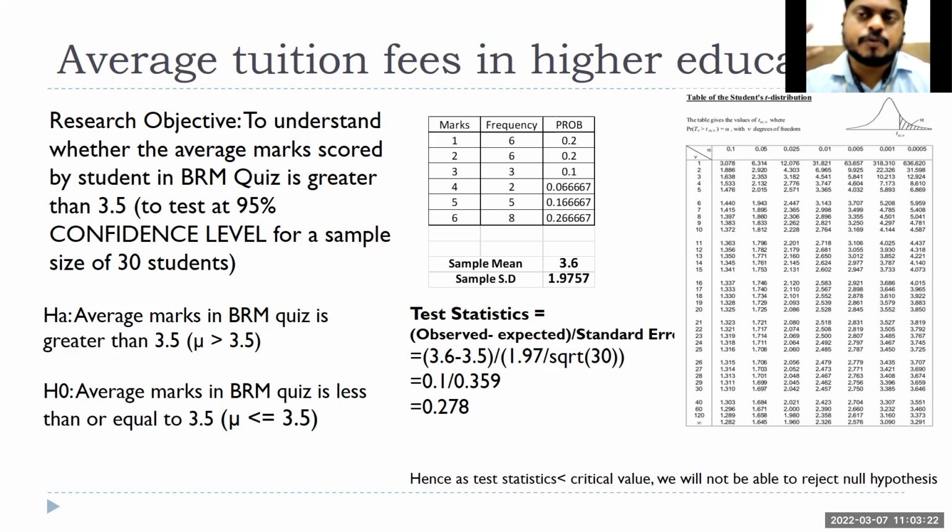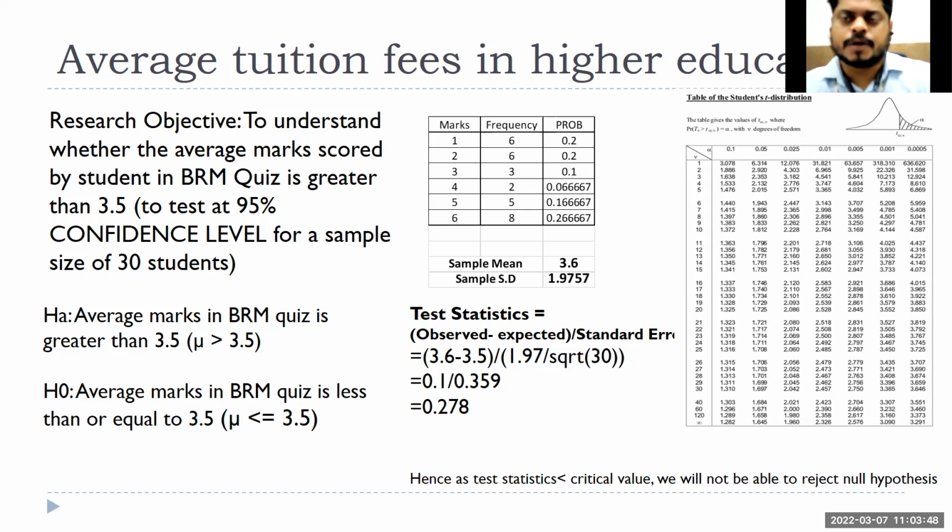Remember what our objective actually is. I'm taking a sample and I'm trying to predict for a population. If my null hypothesis is true, would I actually get this kind of sample? If I say that the average quiz marks is less than 3.5, but I'm getting an answer from these 30 students where I get a quiz mark of 5.6, it will be very rare, right? So that's what I'm telling.